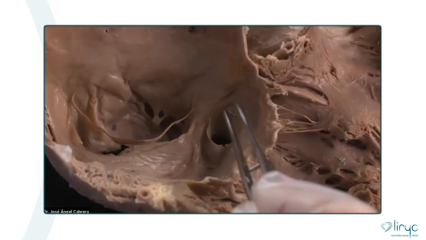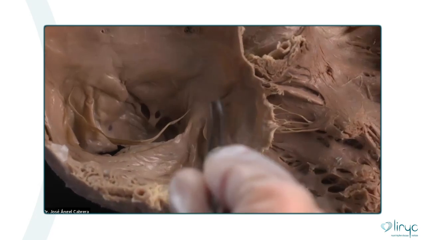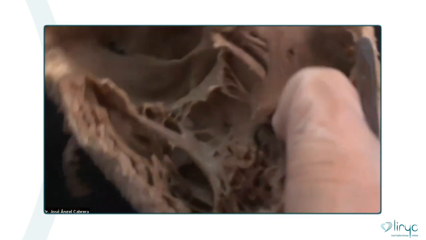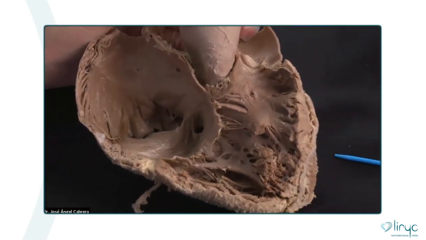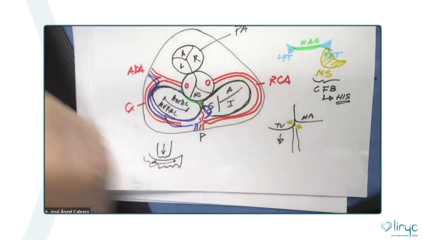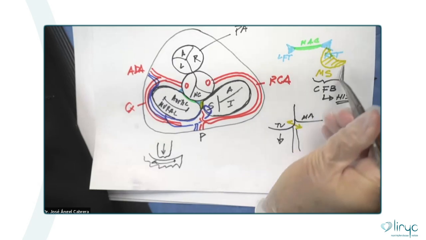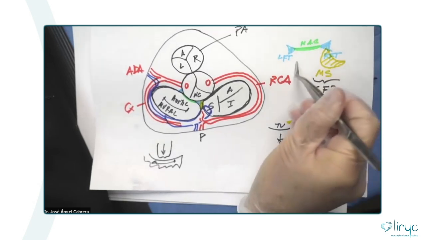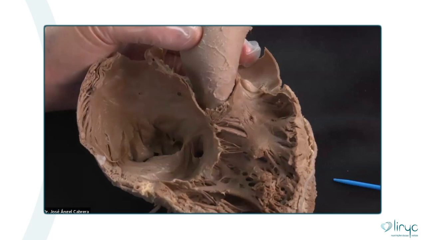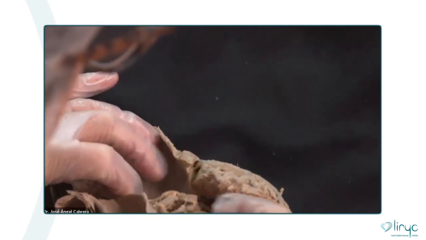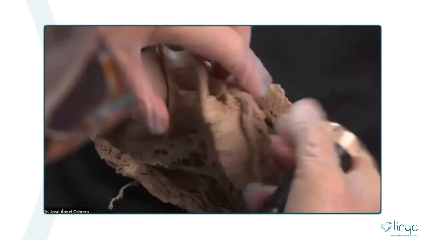This is the triangle of Koch. And if I have a puncture here, I'm going to the left atrium. Look, I'm going to the left atrium. This is the area that I show here in this drawing that corresponds to the atrioventricular septum, the area of the membranous septum, the area of the entrance of the central fibrous body, the entrance of the His bundle.